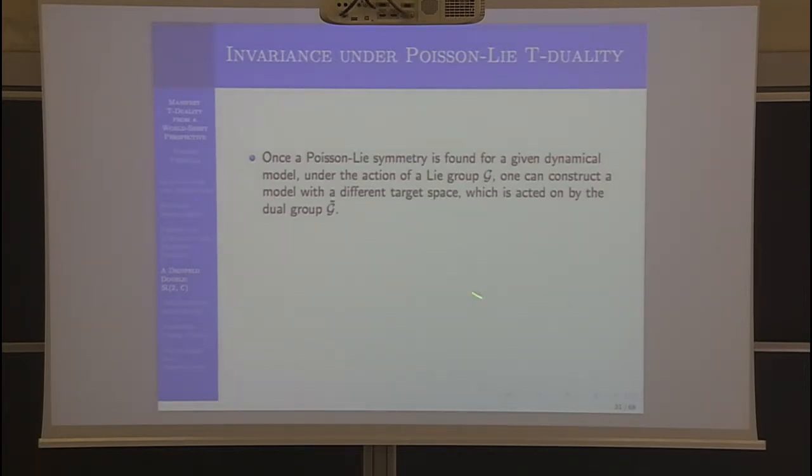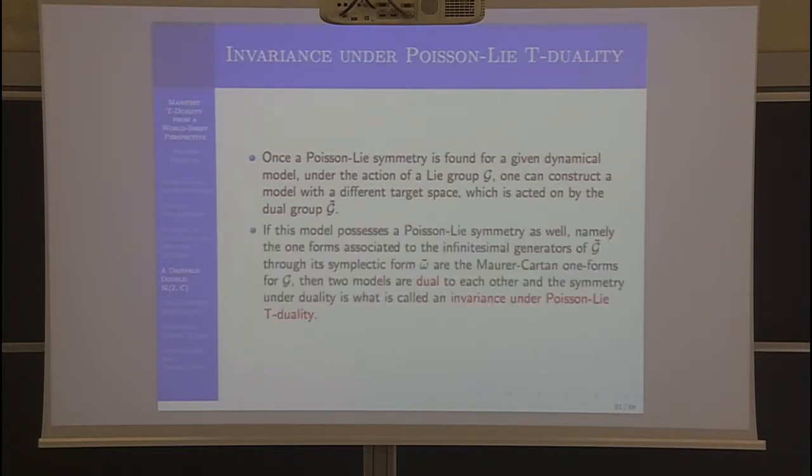Poisson-Lie symmetry, sorry. So once a Poisson-Lie symmetry is found for a given dynamical model under the action of a Lie group G, then one can construct a model with a different target space which is acted on by the dual group G tilde. And if this model possesses a Poisson-Lie symmetry as well, so if also in this case the one forms associated to the infinitesimal generators of G tilde, this time through its symplectic form omega tilde, are the Maurer-Cartan one forms for G, then the two models are dual to each other, and the symmetry under this duality is called invariance under Poisson-Lie T-duality.